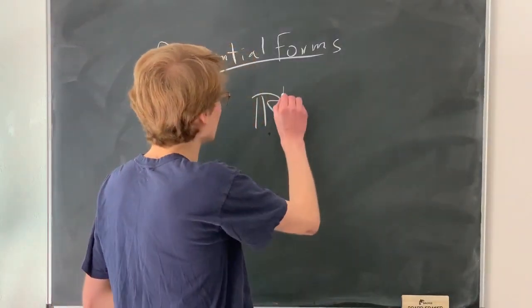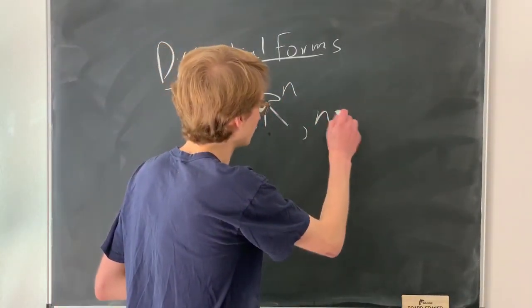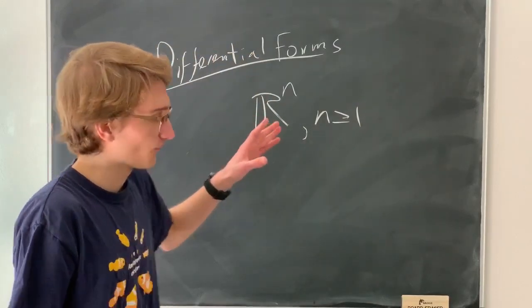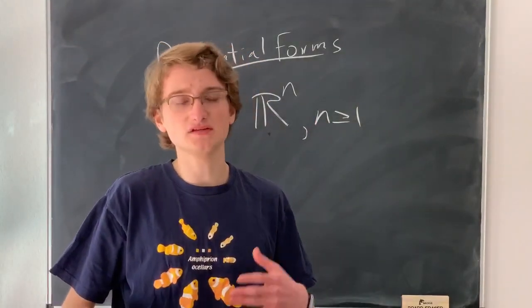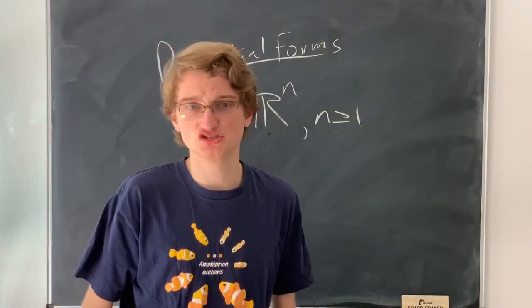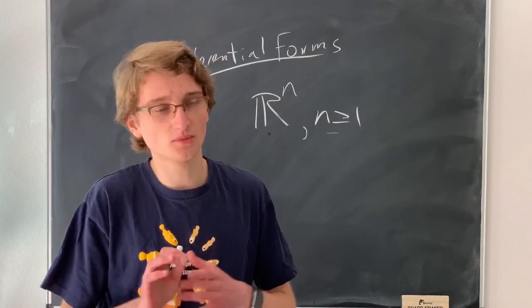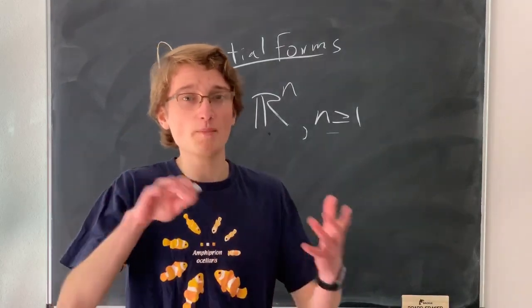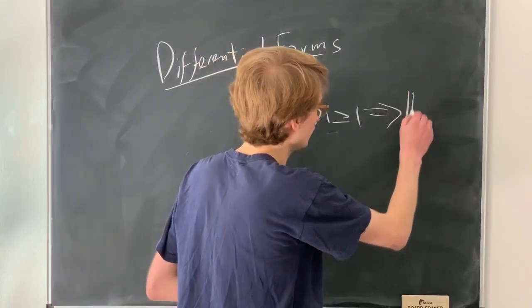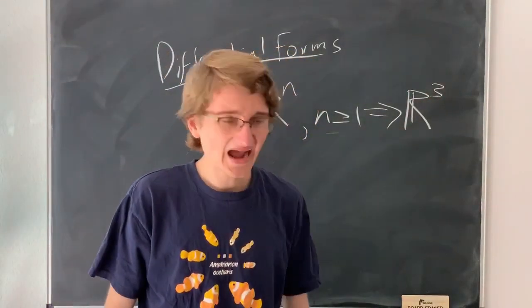Well, what we can do is add a superscript to this guy, typically for when n is greater than or equal to 1. You can think of the number n as the number of dimensions we're going to be considering. And that's really key to multivariable calculus, how many dimensions you are considering. The most common, and probably the one we're most familiar with, is R3. And that's our 3D space.